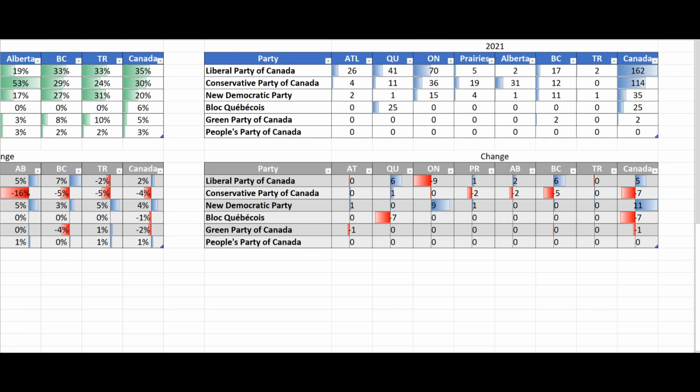If I had to guess at the moment, I'd say there's about a 60% chance the Liberals win a majority government, and about a 40% chance they keep their minority government. But that's just kind of my thoughts at the moment.